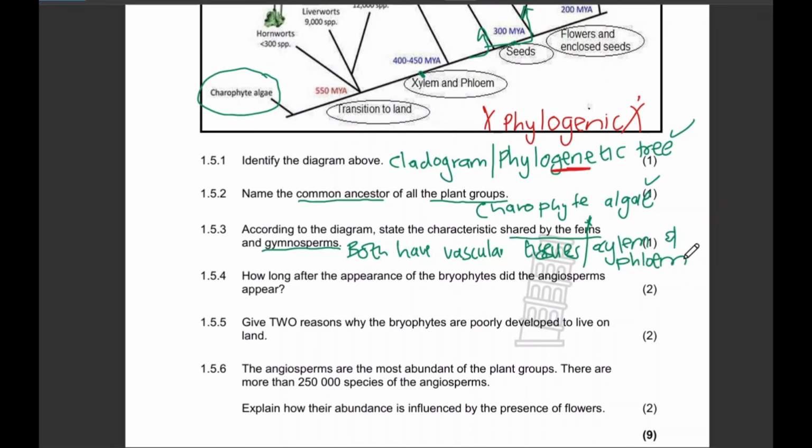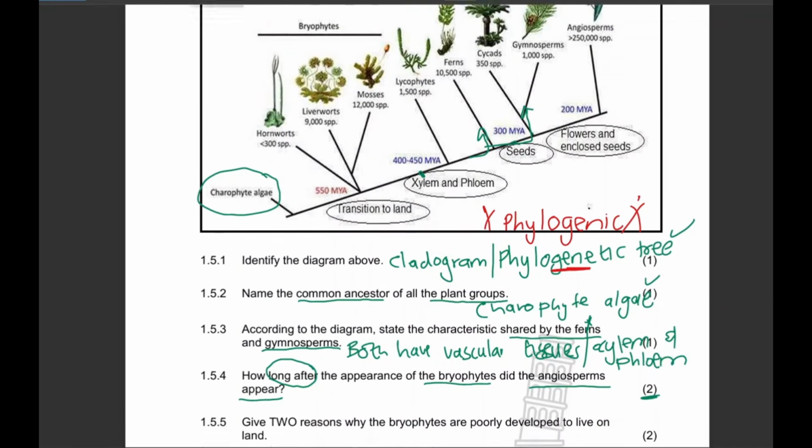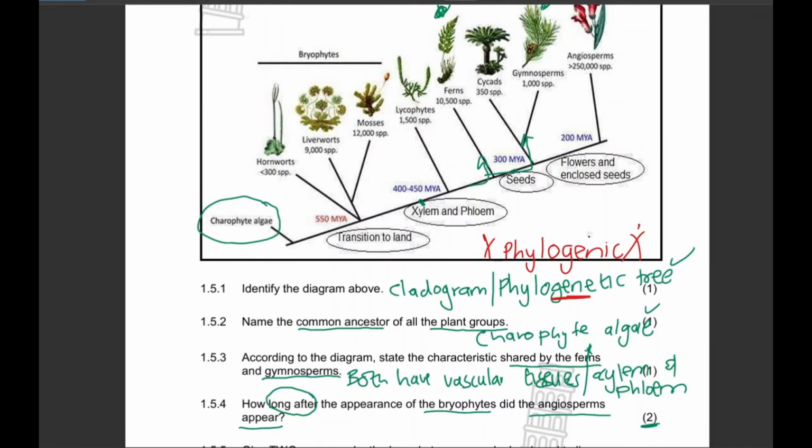Then we move to 1.5.4. How long after the appearance of the bryophytes did the angiosperms appear? So how long after? This is very important. So you're not just going to look at the phylogenetic tree and copy whatever number you're seeing next to the angiosperms. They're saying how long after the appearance of bryophytes did the angiosperms appear, for 2 marks. So definitely getting this one correct. Let's see. The bryophytes appeared 550 million years ago.